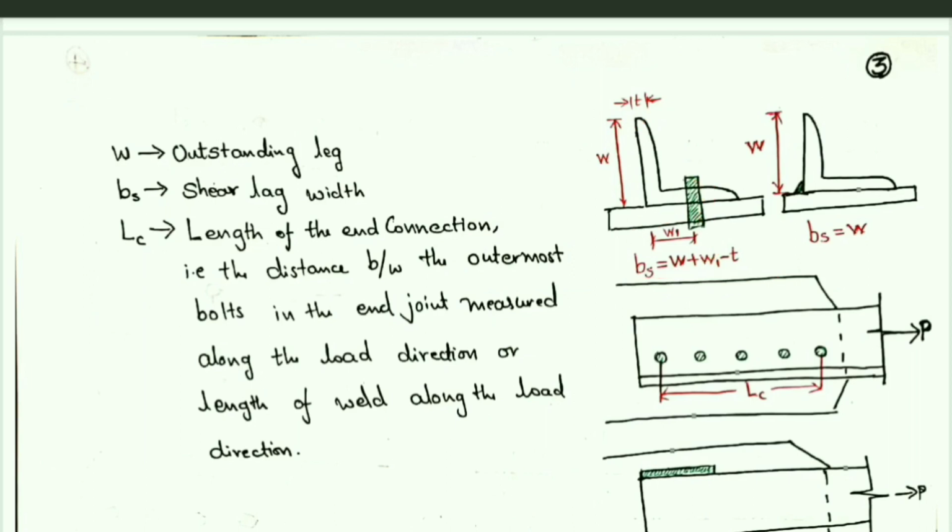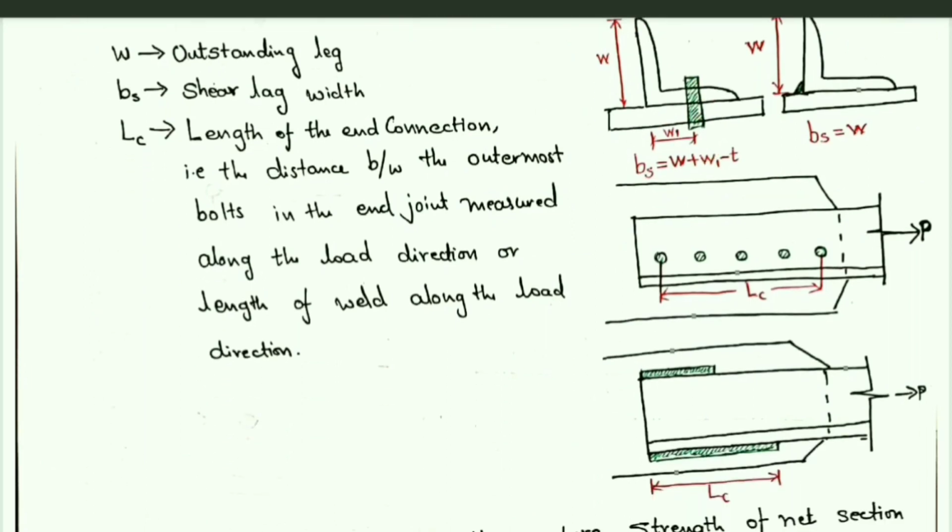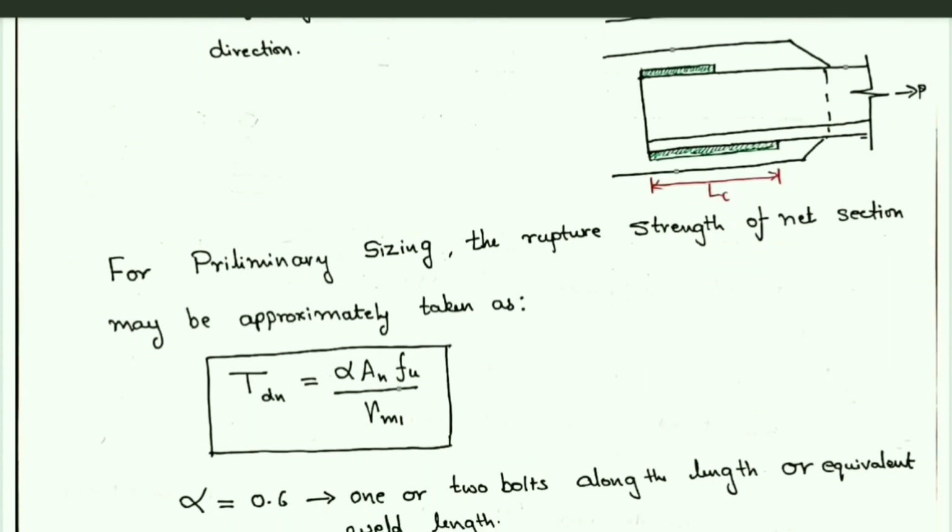Next one, Lc, that is the distance between the outermost bolts. If the pitch spacing is 50 mm, with 1, 2, 3 and 4 spaces, that is 50 into 4, so Lc becomes 200 mm. Okay, next one.